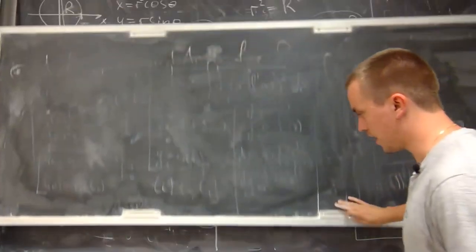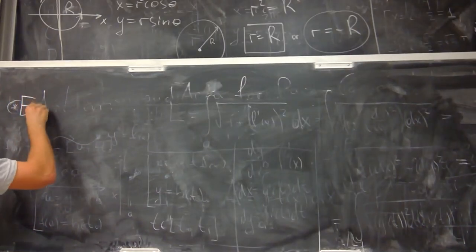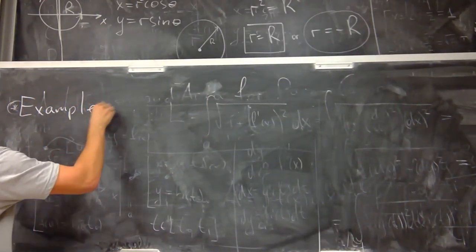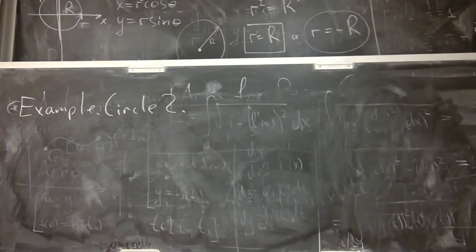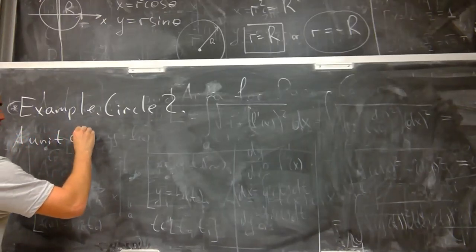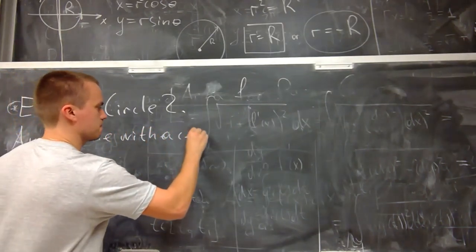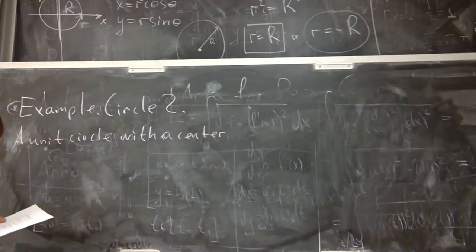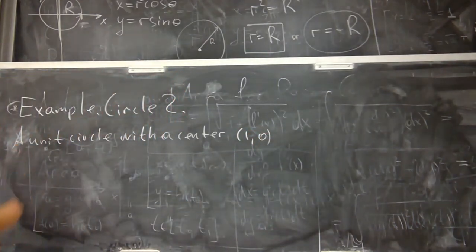So let's do another example of a circle, but a little bit more interesting one. Example circle two. Right now, instead of a circle with radius R at the origin, I will consider a unit circle with a center at 1, 0.